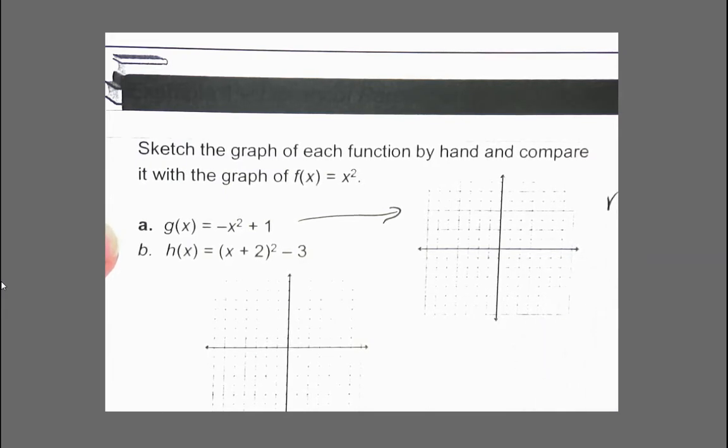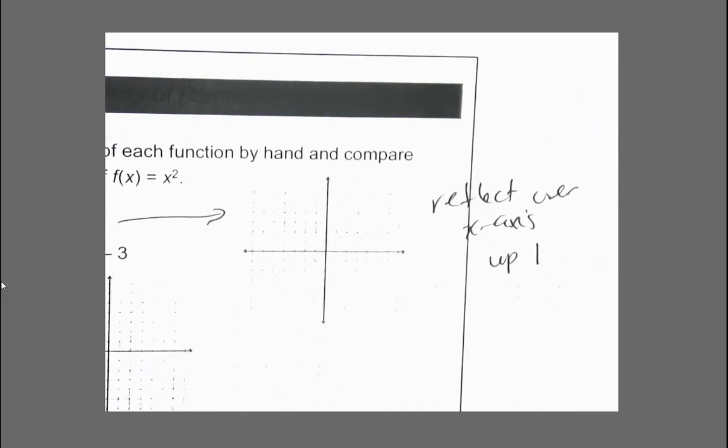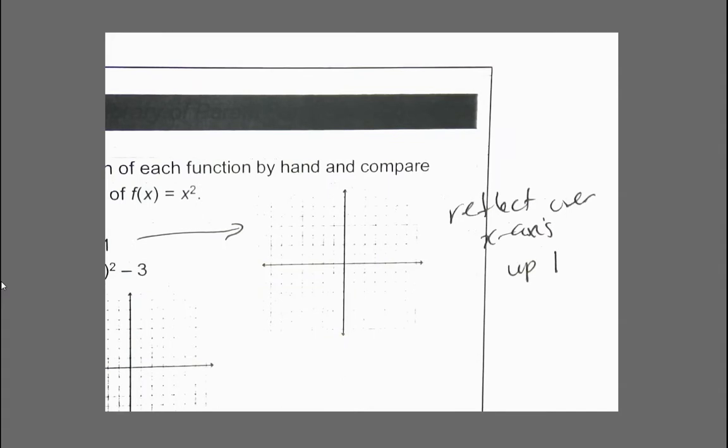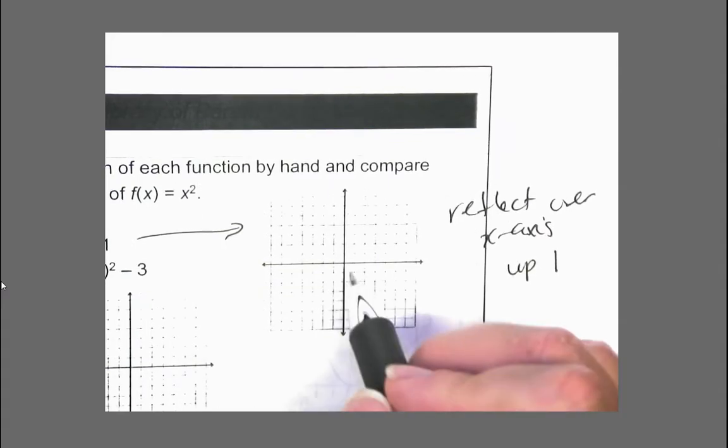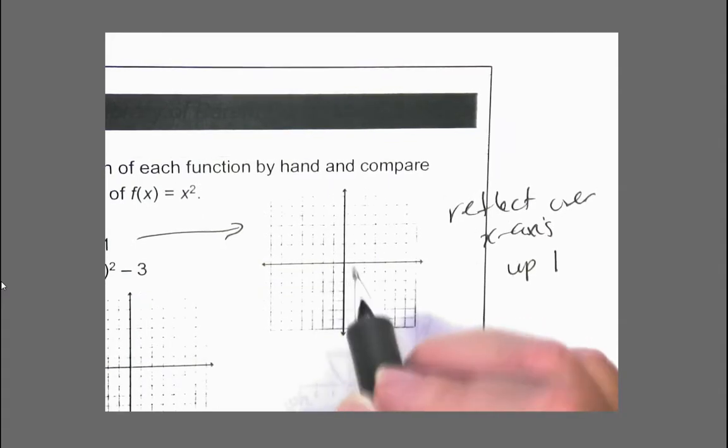X-axis. And now it's going to go up what? 1. So it's going to reflect over the x-axis and go up 1. And so let's graph that. You're at 0, 0. You reflect over the x-axis, and then it goes up 1.